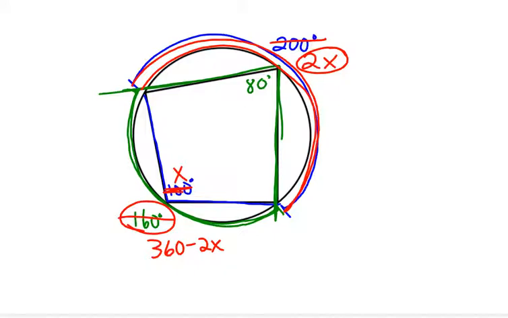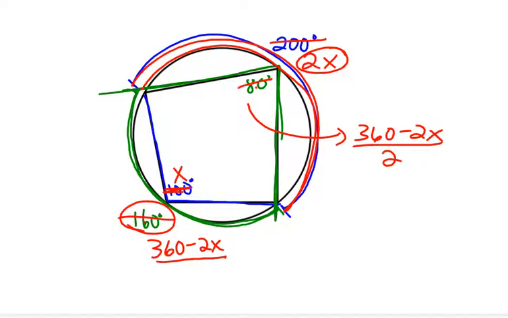And the last thing I want you to do is tell me what would this angle be instead of 80 degrees. Well, how did I find it? I cut 160 in half to get 80. Now I'm going to cut 360 minus 2x in half, or divided by 2. Let's divide both parts. 360 divided by 2 is 180. 2x divided by 2 is x. And I'm going to propose that that angle is really 180 minus x.